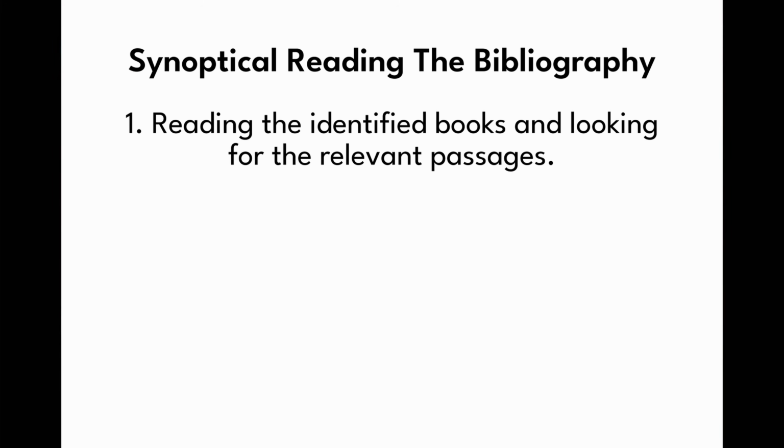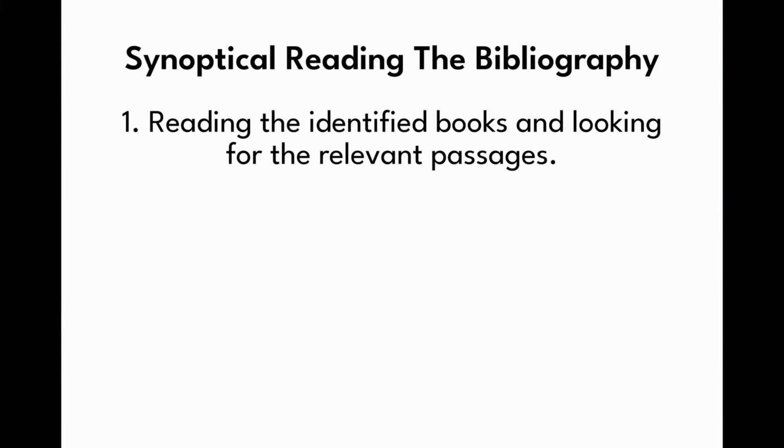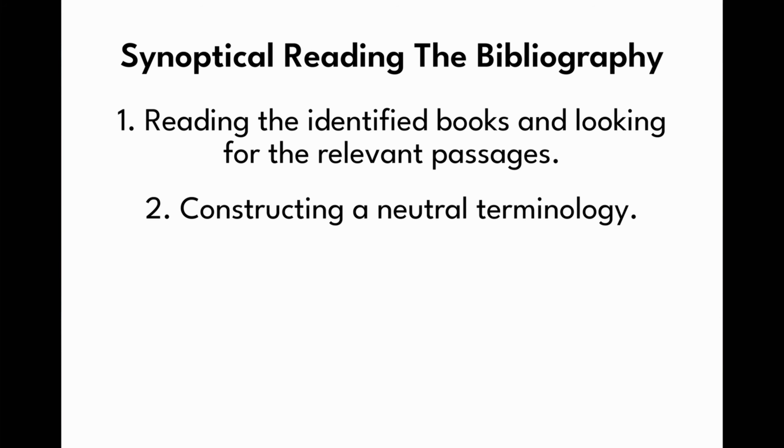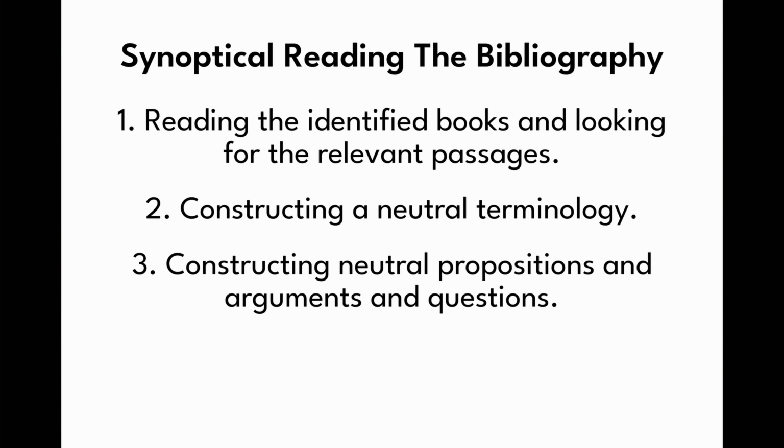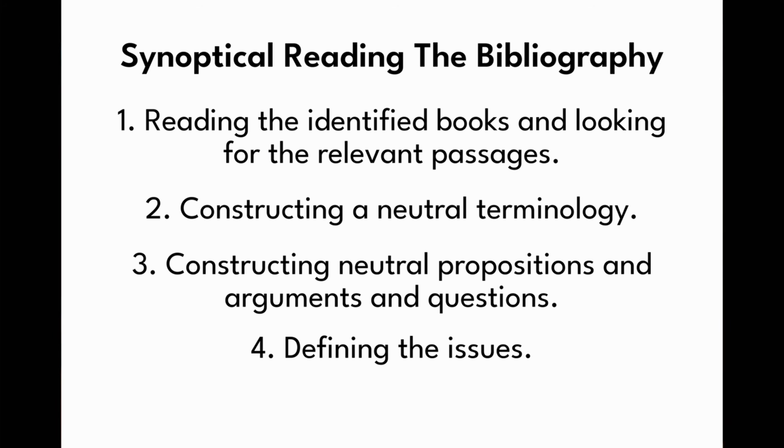This involves 5 steps, which is first, reading the identified books and looking for the relevant passages, then constructing a neutral terminology, then constructing neutral propositions and arguments, and questions that the authors can all answer, defining the issues, which is putting those propositions and arguments the authors give, and figuring out where do they contrast with each other? What are the different opinions from the authors? And then finally, analyzing the discussion, which involves the last 2 steps of analytical reading.